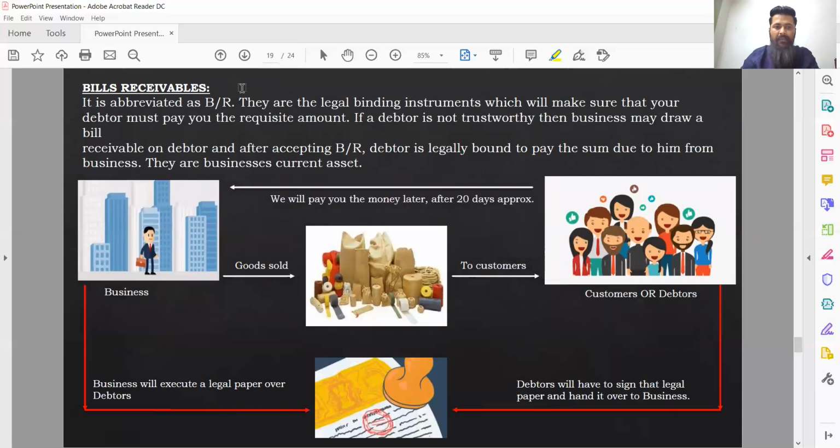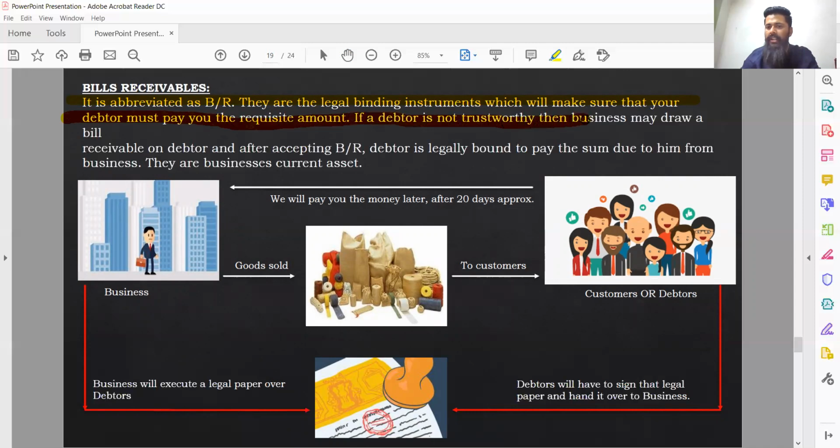But in the second case, where we are discussing bills receivable, the business will execute a legal paper over the customers. Now the customers cannot deny their liability to pay the requisite sum of money to the business after expiry of that period. And if they fail to do so, the business will have all the rights to take any legal proceeding against the debtors. So BR is basically what? In short, we write BR as B/R, both in capital letters. They are legal binding instruments which make sure that your debtors must pay you the requisite amount.